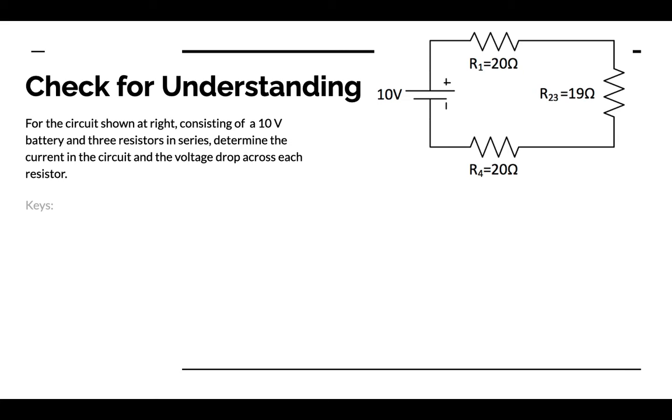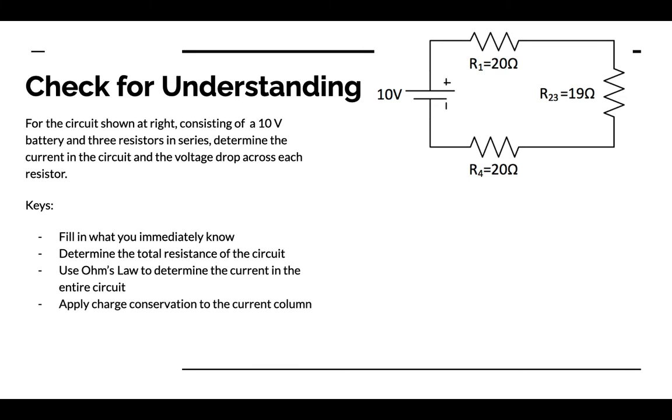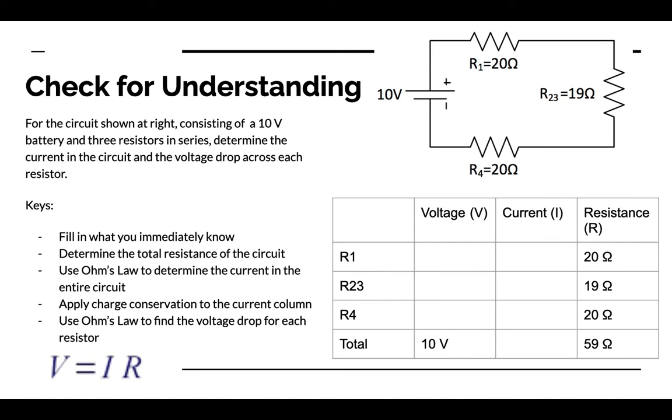All right, so we pick things back up. Again, our keys are to fill in immediately what we know, determine the total resistance of a circuit, use Ohm's law to determine the current in the entire circuit, and then apply charge conservation to the current column. Lastly, we apply Ohm's law to find the voltage drop for each resistor, making use of the equation V equals IR. So here we know that the total voltage across the battery is 10 volts.